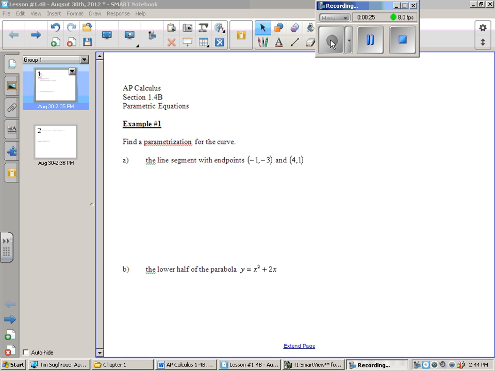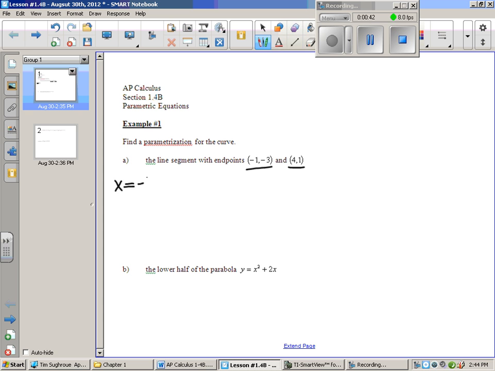this line segment. Please understand that this has an initial point and a terminal point. -1, -3 is the initial point, 4, 1 is the terminal point. And here's how we're going to do these types of problems. We're going to say the x-coordinate is going to start at -1, and it's going to move some distance a in a certain amount of time t.